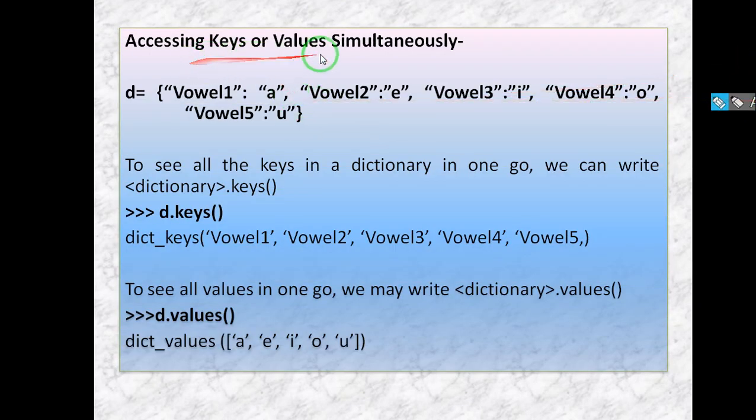Now, accessing keys or values simultaneously. Suppose this is our dictionary, and if I want to access only the keys, I will give the command di dot keys. The keys function is used to display the keys. So vowel 1, 2, 3, 4, 5, these are the keys. And if I want to access the values, I will give the command d dot values. It will display all the values.